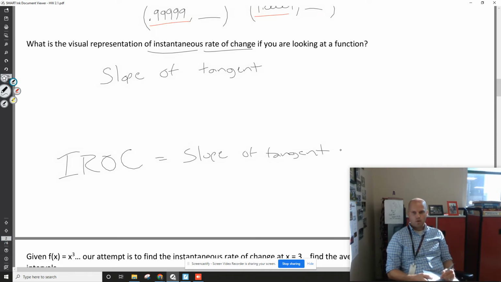And a fancy word for that is derivative. It's quicker to say, and that's what a derivative is. It's just a slope of a tangent. Okay?